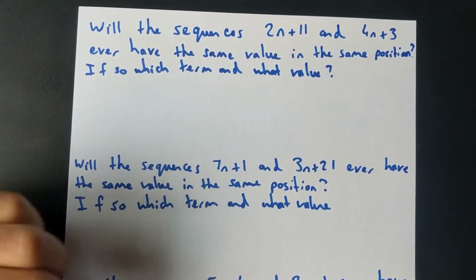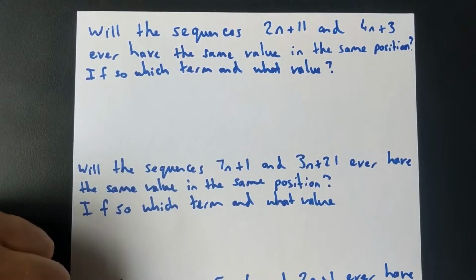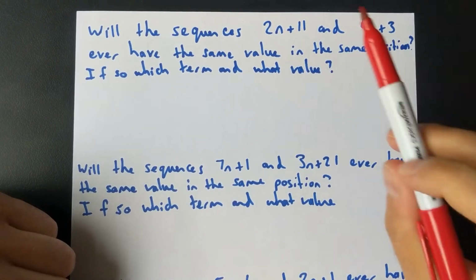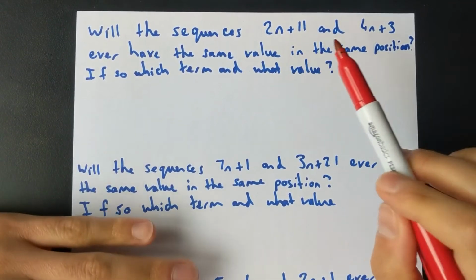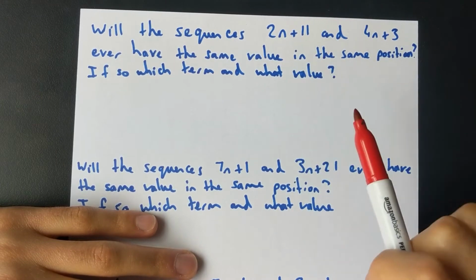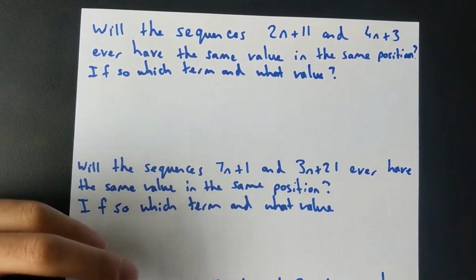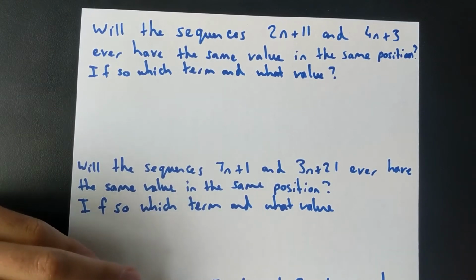Hello and welcome to the last video on the nth term of linear sequences. Now, a question you might ask yourself is, if you have two sequences, do they ever have the same number in the same position? So here I've got the sequences 2n plus 11 and 4n plus 3. Is there any point in those sequences where they've got exactly the same number in exactly the same position?